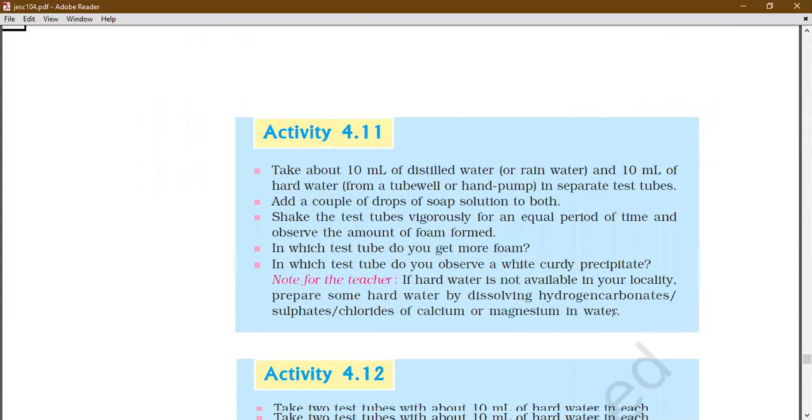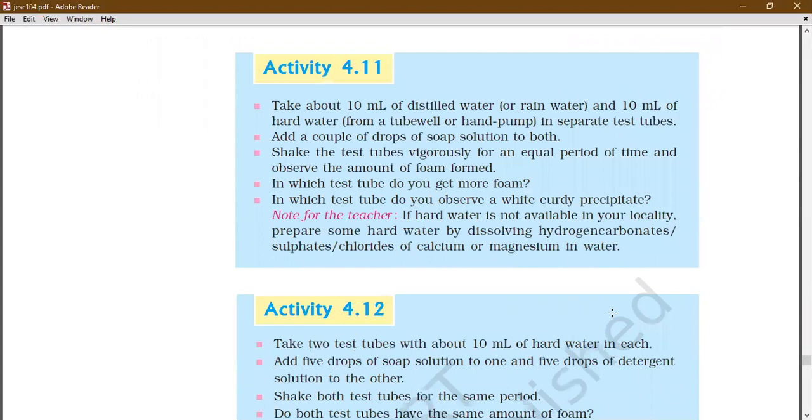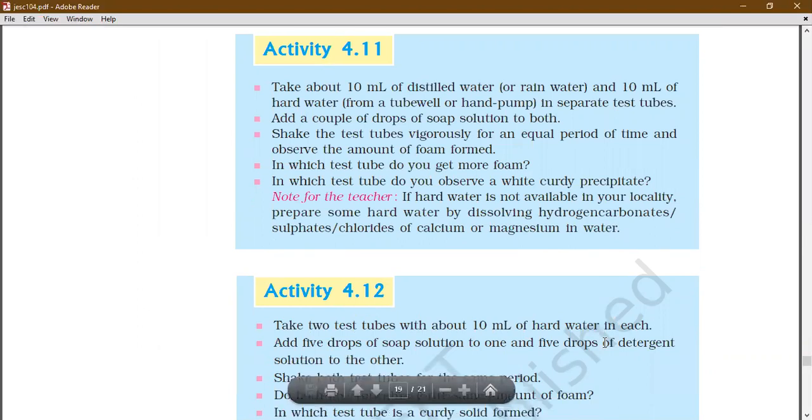Activity 4.11. Take about 10 ml of distilled water and 10 ml of hard water in separate test tubes. Add a couple of drops of soap solution to both. Shake the test tubes vigorously for an equal period of time and observe the amount of foam formed. In which test tube do you get more foam? In which test tube do you observe a white curdy precipitate?